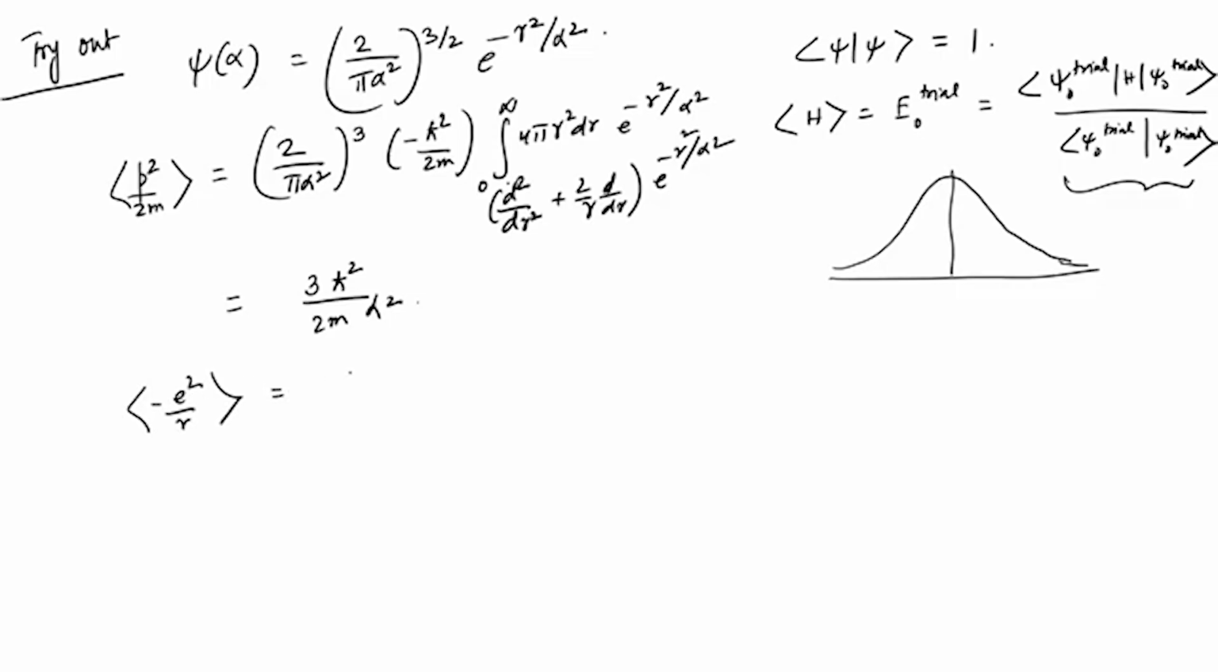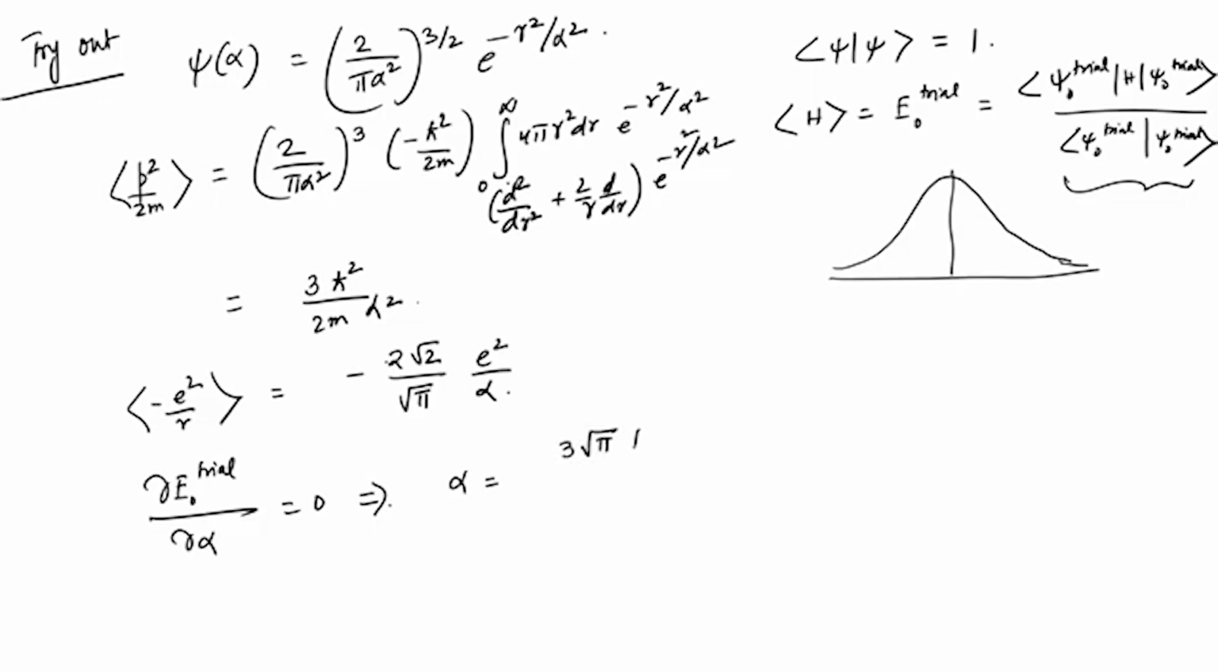and the expectation of minus e square over r, that is simpler, that gives you minus 2 root 2 by pi root pi, and one gets e square over alpha. Okay. So, now if you do del E0 trial by del alpha and put that equal to 0, this will give us an alpha equal to 3 root pi ħ² divided by 2 root 2 m e².